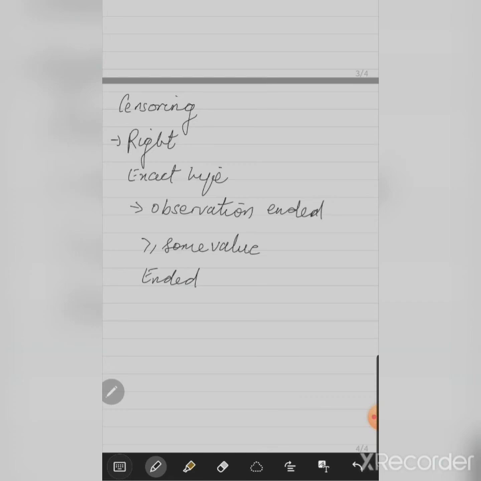Or probably in some cases, let's say when people surrender their policies, I cannot find out their lifetime because their policy is no longer there with me. So those are the kind of scenarios where right censoring is present in the data.